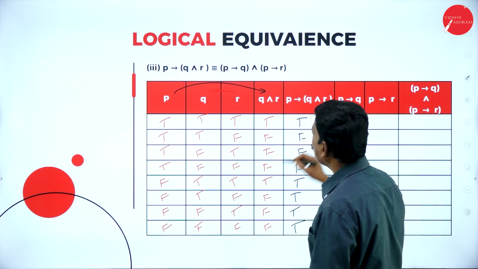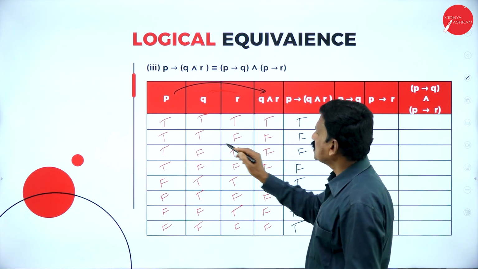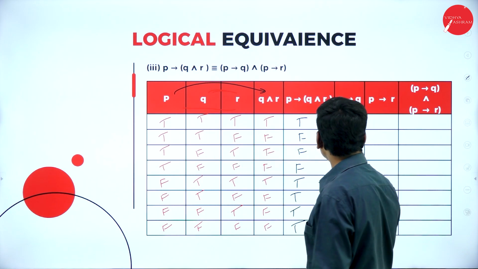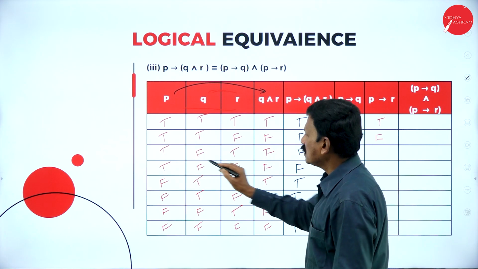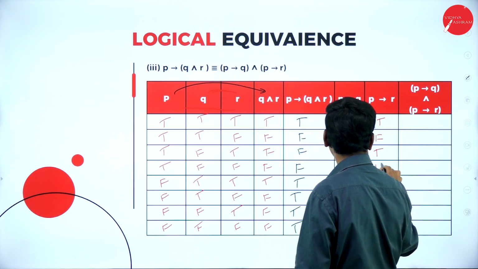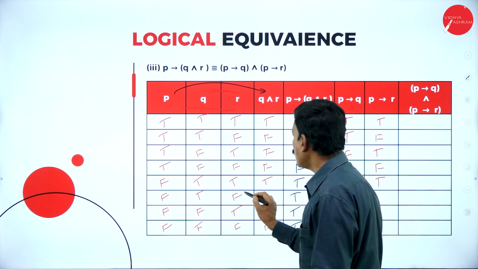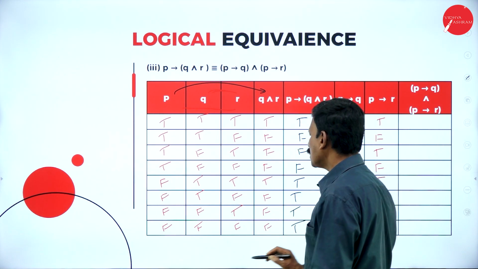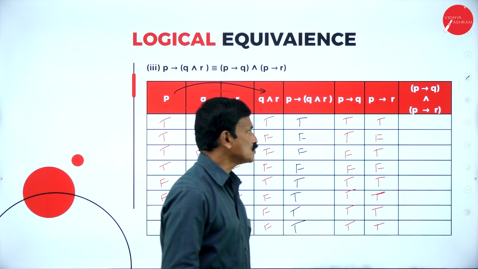Now, conditional for P and R. Same P and R for these two, conditional. So true and true is true, true and false is false, true and true is true, true and false is false, false and true is true, false and false is true, false and true is also true, and again false and false is also true. So these are the truth values.